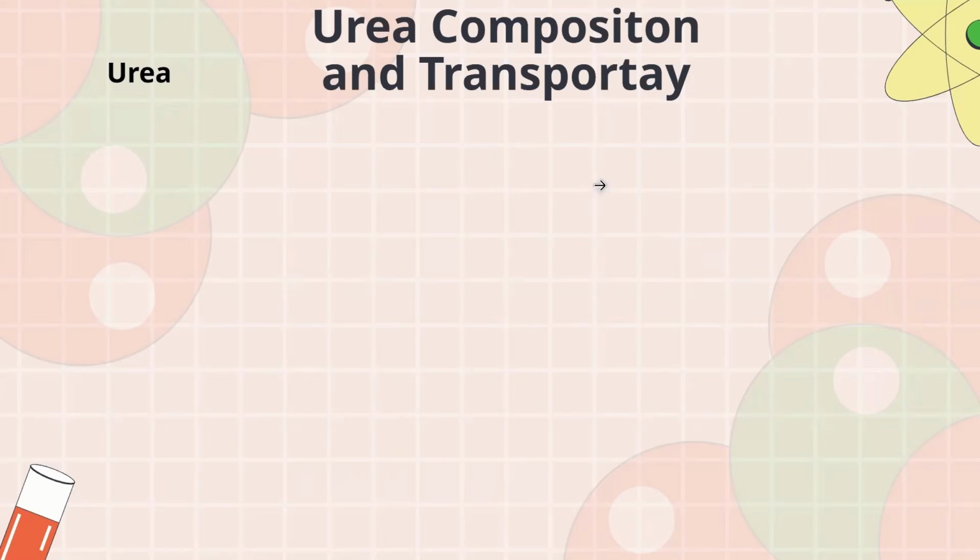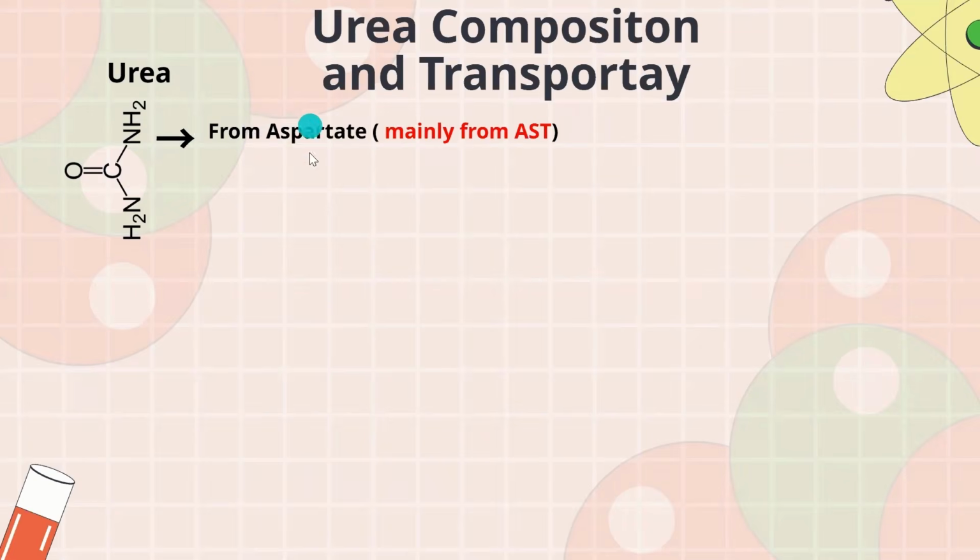Here we have urea, sorry, not an amino acid, the urea itself, the structure. Let's talk about where each component comes from. You have one carbon, two NH2s, and an oxygen behind. Let's focus on the carbon and the two NH2s, each of which gets its source. One NH2 comes from aspartate, mainly from our ASTs, obviously. The carbon comes from carbon dioxide, mainly in the form of bicarbonate.